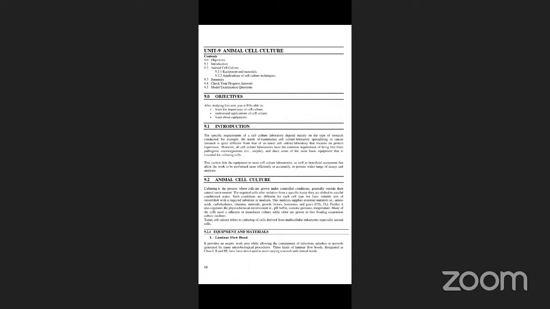So here we have to grow the animal cells in a controlled condition. Controlled condition means we should provide all the requirements for the animal cells that are there in the body so that they can grow well. So what all do we have to provide?